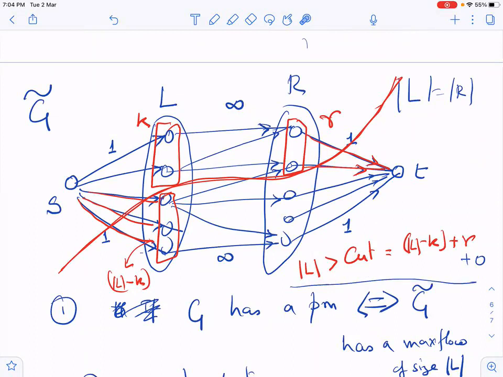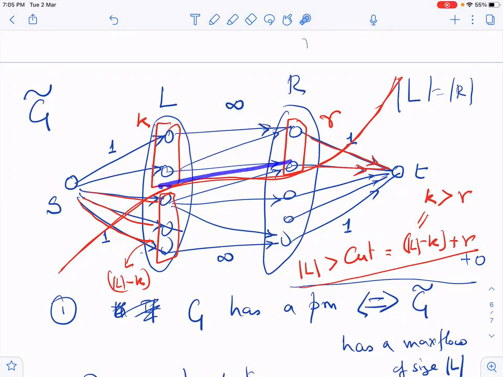And what do you see from here? If this happens, what does it mean? This means that L is less than L minus K plus R. If you just do this calculation, you will get, therefore, K is strictly more than R. So in that case I have got this set here, which is K.